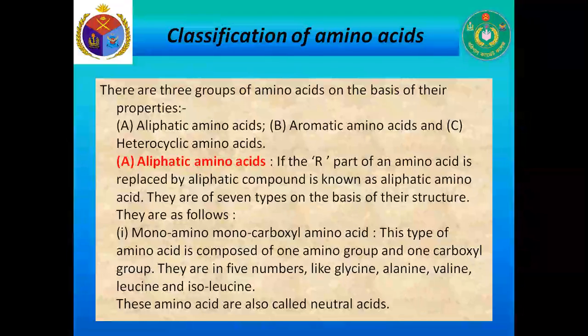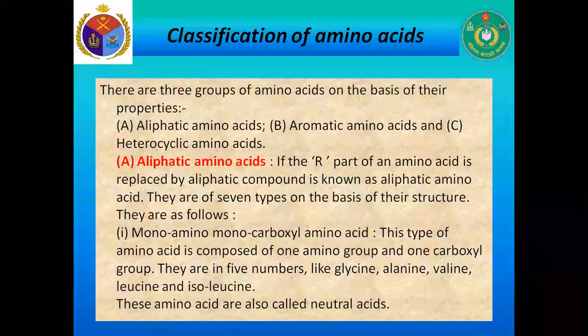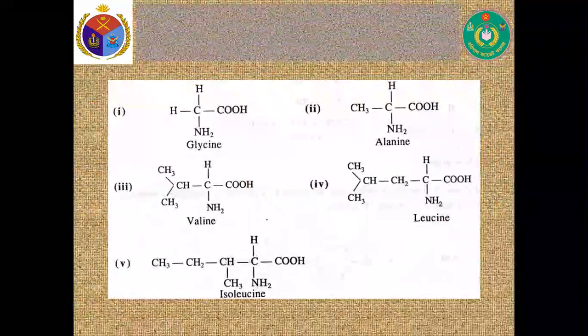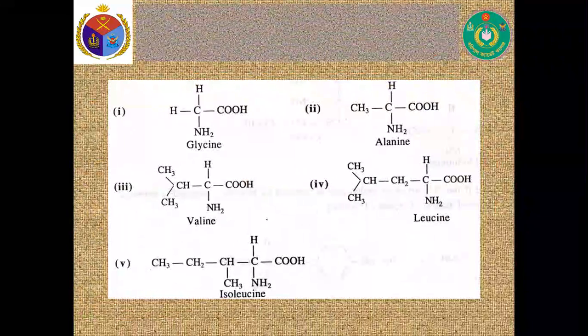Monoamino monocarboxylic amino acid. This type of amino acid is composed of one amino group and one carboxyl group. They are five in number, like glycine, alanine, valine, leucine, and isoleucine. These amino acids are also called neutral amino acids. Look at this, my dear cadets. These are the neutral amino acids: glycine, alanine, valine, leucine, isoleucine, etc.